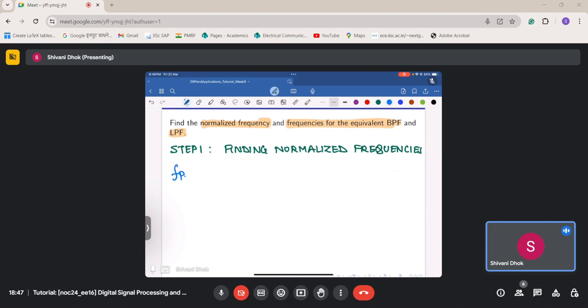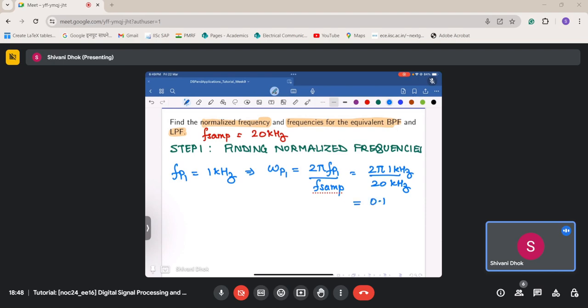So we have FP1 as 1 kilohertz, and we have sampling frequency as 20 kilohertz. So this means that omega P1, that is small omega P1 for the digital filter, is 2 pi FP1 by F sampling, which is 2 pi into 1 kilohertz divided by 20 kilohertz. So this comes out to be 0.1 pi.